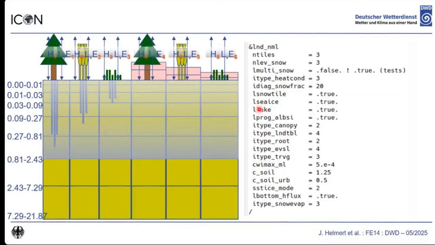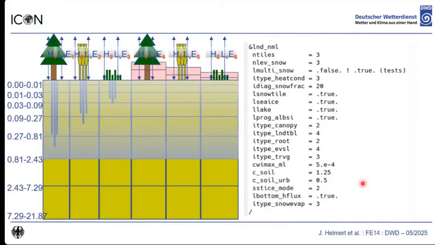So this here is the famous land surface namelist. So land, LND, namelist, NML. So these are several switches you can select. Looks a bit much in one go, but of course after a while one gets used to this and the meaning of the things.